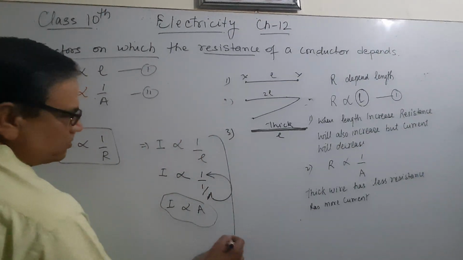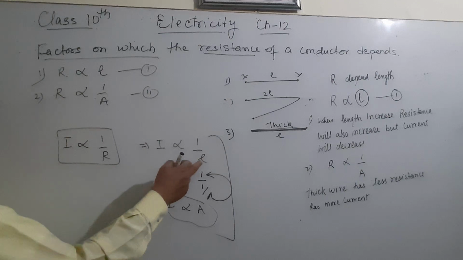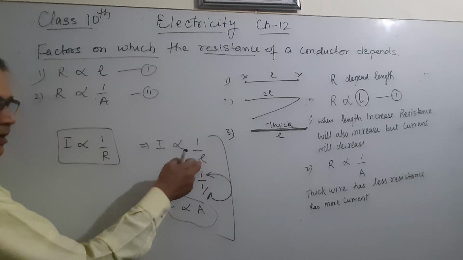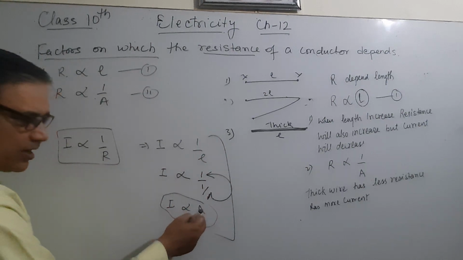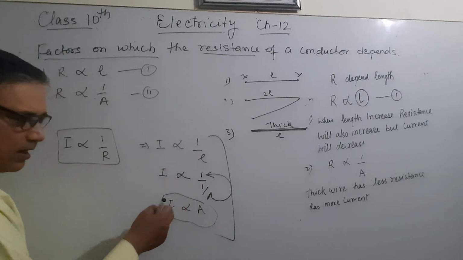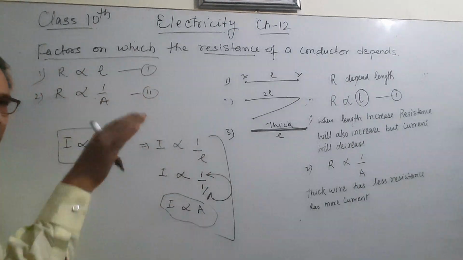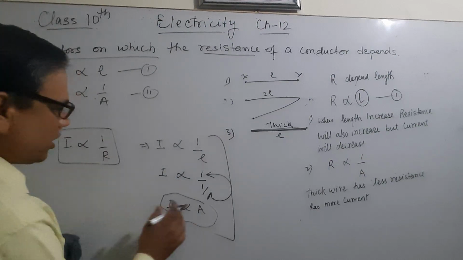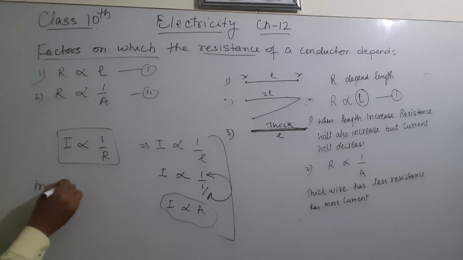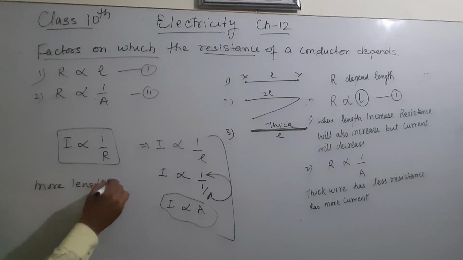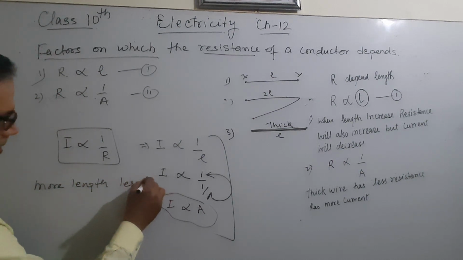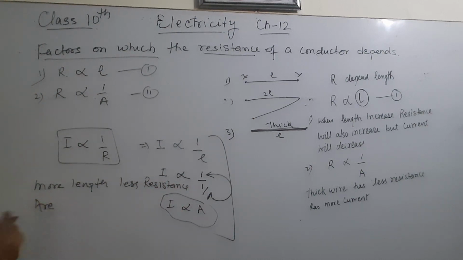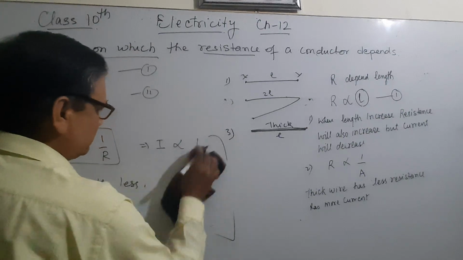And directly we can easily answer the question: if the length of the wire is more, then current will be less. Why? Because resistance is more. If the wire is thick, more area, then current will be more. More area means resistance less, means current will be more. Or we can put out the result: more length, less resistance, and more area, or vice versa.